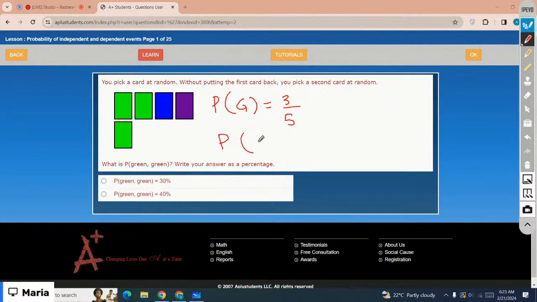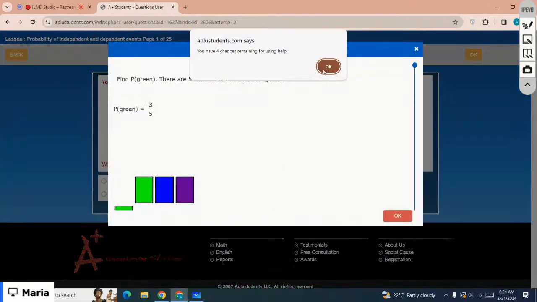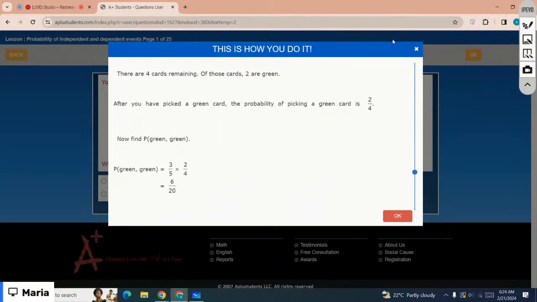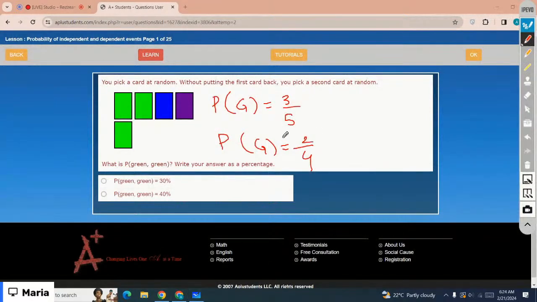And the probability of green for the second card: because you picked a card at random without putting it back, for the second time you have four cards, and the probability of green is 2 over 4, right? That is 2 over 4, because you picked a green card, so you are left with two green cards, and the total cards are 4 for the second event.